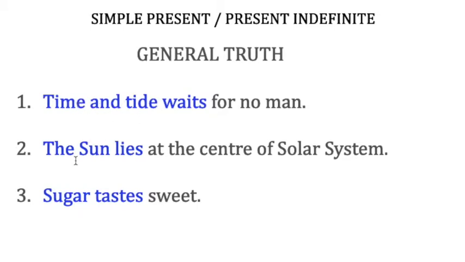The sun lies at the center of the solar system. The sun lies, subject plus verb s or es form. Remember, third person singular number. Sugar tastes sweet. Alright. Now in this case, sugar is third person singular number. With that I have used tastes sweet. Okay. Alright. So this is the simple present or present indefinite tense.